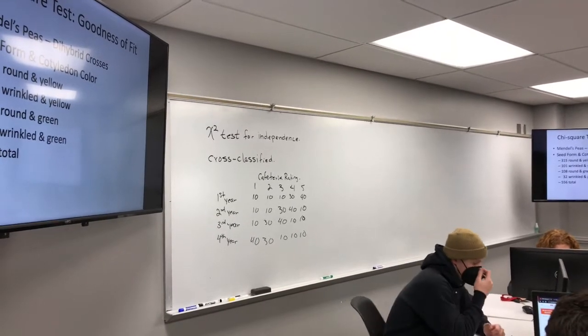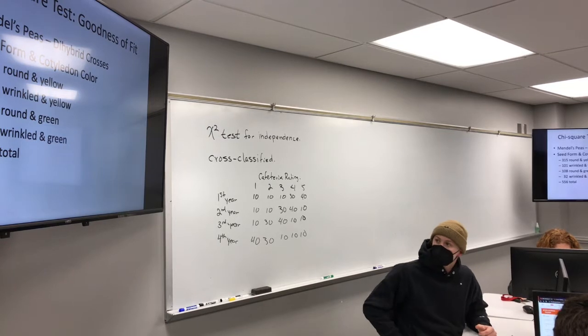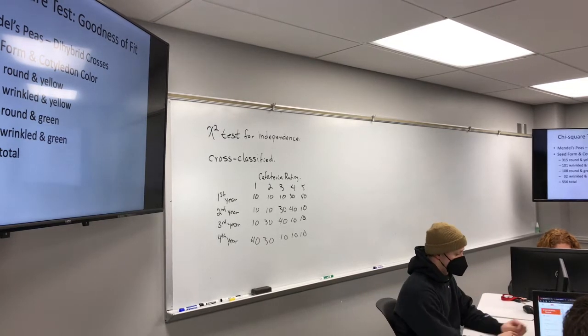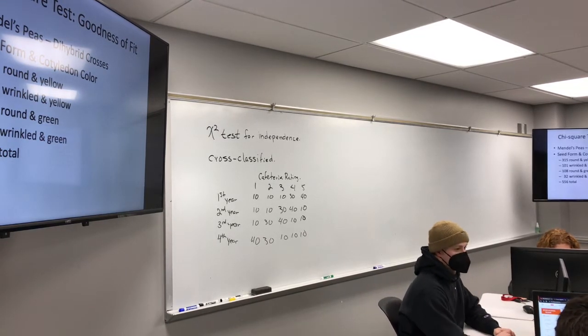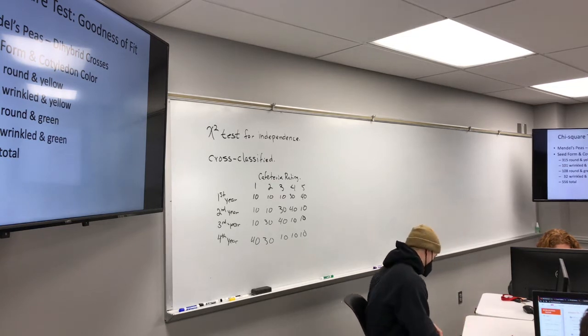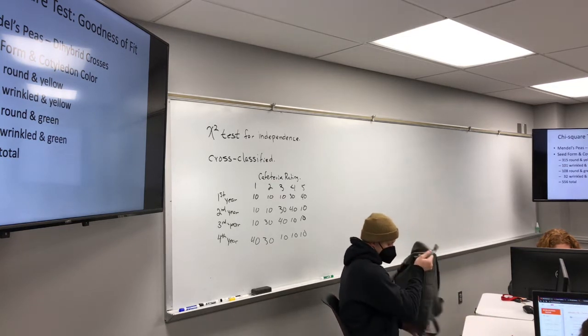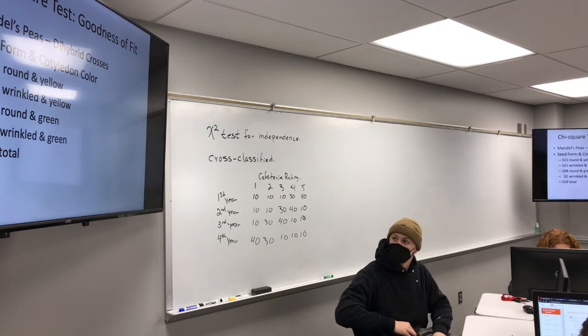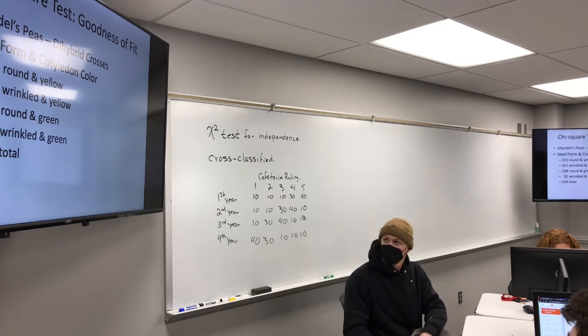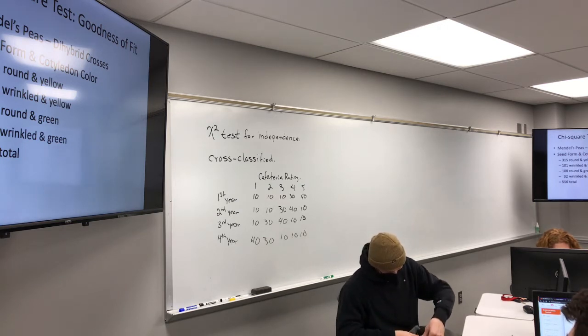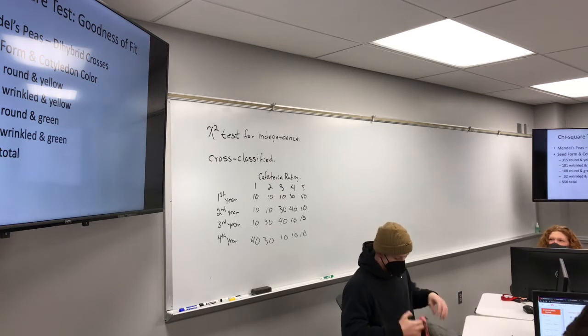Continuing the chi-square test. The last chi-square test that we have is a chi-square test of independence. We've done the homogeneity chi-square test, and we've done the goodness of fit chi-square test. Do you have any questions about those two types of tests? Right, they are the most straightforward.